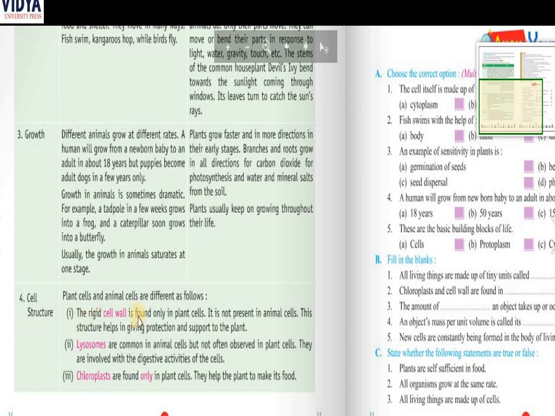The rigid cell wall is found only in plant cells. It is not present in animal cells. This structure helps in giving protection and support to the plant. Lysosomes are common in animal cells but not often observed in plant cells. They are involved with the digestive activities of the cells. Chloroplasts are found only in plant cells. They help the plant to make food.